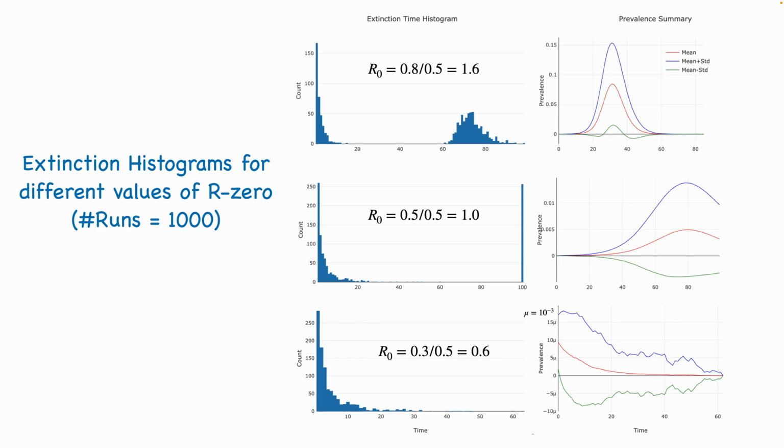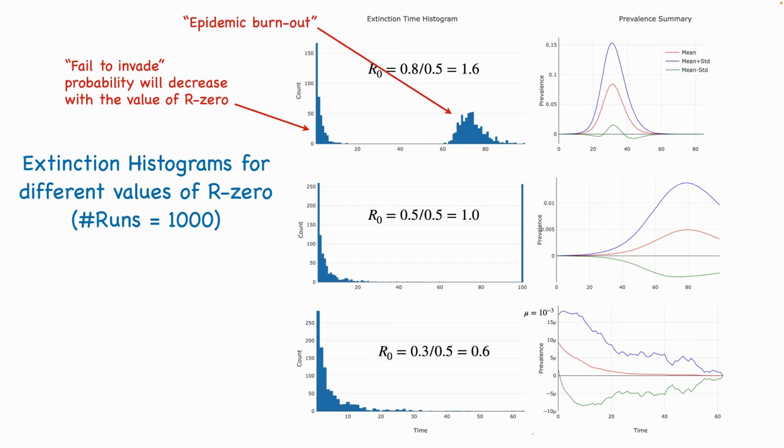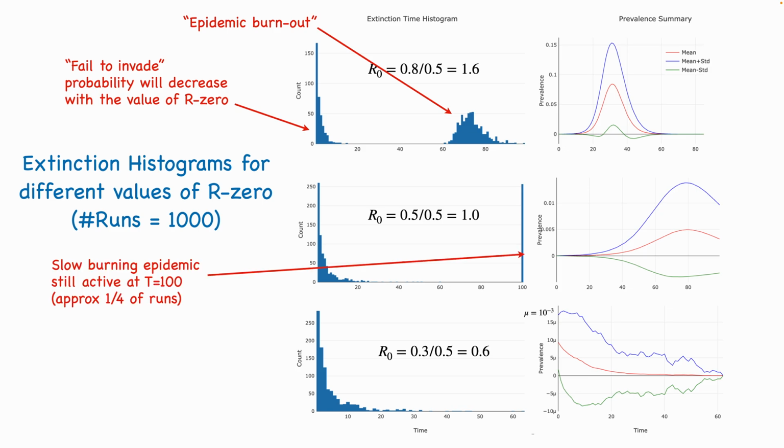Now let's look at the extinction histograms for different values of R0. So here we have R0 equal to 1.6, and the fail to invade probability that we get will decrease with the value of R0. So as R0 increases, this component will get smaller, and this component, which is the epidemic burnout, will get bigger. Let's now look at R0 equal to 1.